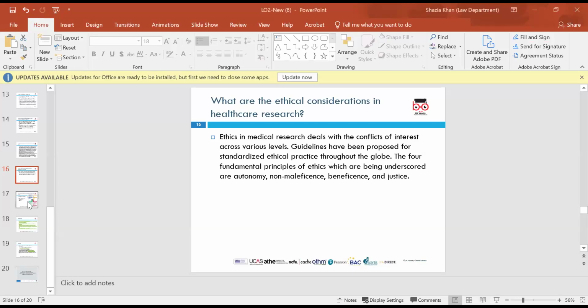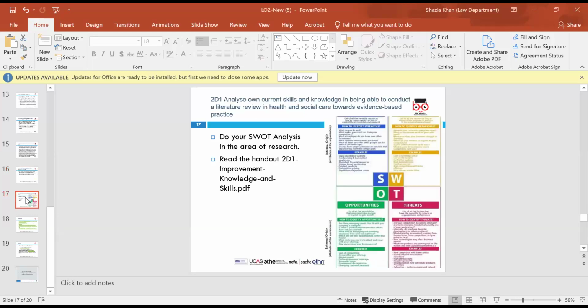So the next one is 2D: analyze your own current skills and knowledge in being able to conduct a literature review in health and social care towards evidence-based practice. You have to do a SWOT analysis in the area of research. There's a handout on Moodle, the 2D1 improvement of knowledge and skills handout. I'll see if I can show you that.